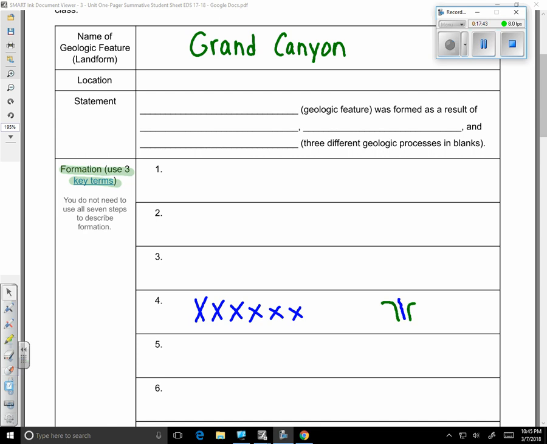So for step 5 in the future, what's going to happen is it's just going to continue to get even deeper and deeper. So this canyon is going to get farther and farther down and get deeper and deeper because that stream is doing a lot of weathering and eroding and taking those pieces of soil and rock and taking them elsewhere. So in your own words, please put that here.